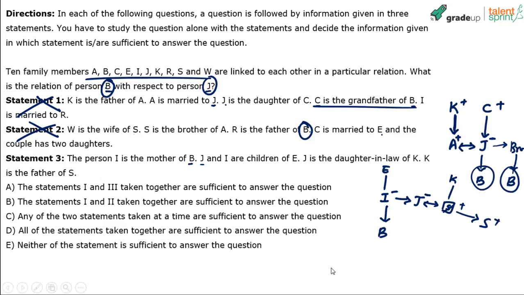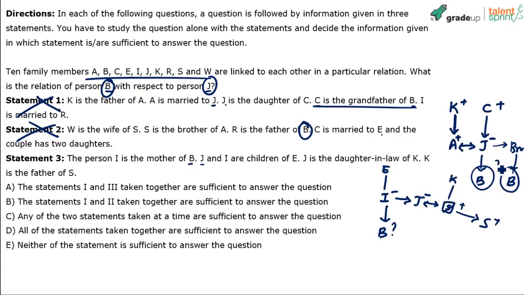You're getting it? Anyway, what are we looking at? We are looking at the relationship of B with respect to J. Can you establish the relationship of B with respect to J? No. J's sister's child. Your sister's child could be your nephew or your niece. See, B's gender is not known to us. Like in the previous statement also.